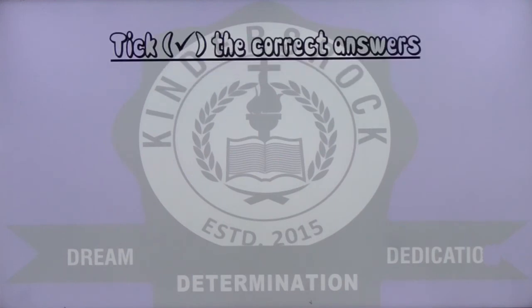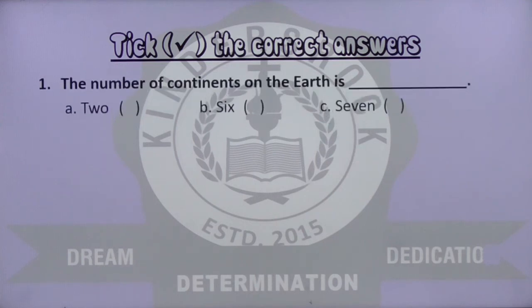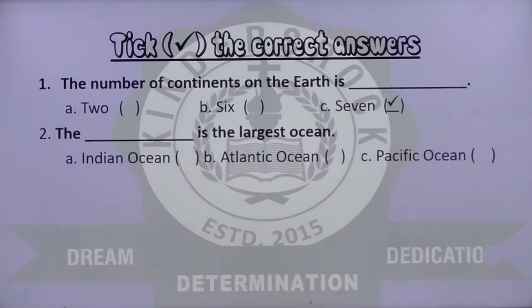The first one is, tick the correct answer. How many continents are there on the earth? Do you remember? There are 7 continents. Very good. Which is the largest ocean? The Pacific Ocean is the largest ocean.